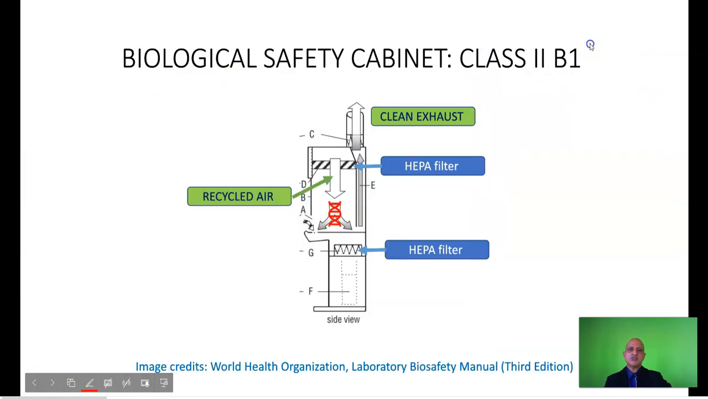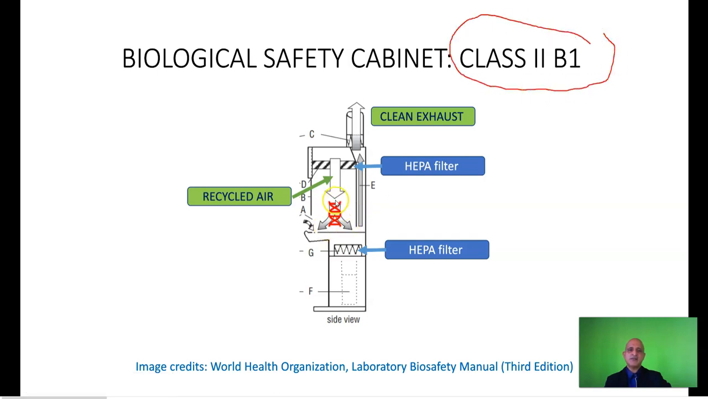Okay, this is how the class 2B1 filter actually works. So we have the biological agent here, which I've indicated as a DNA molecule, and the air is basically drawn through these HEPA filters, and the air which enters onto the top of the bench is actually HEPA filtered, and it exits through this small grill at the bottom, as well as over the specimen or the biological agent itself, and then it's exhausted through the facility via the HEPA filter.